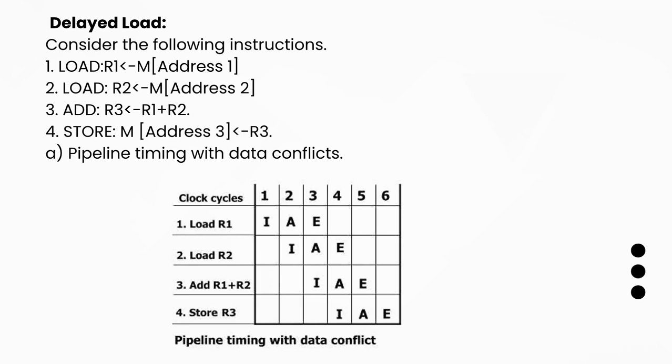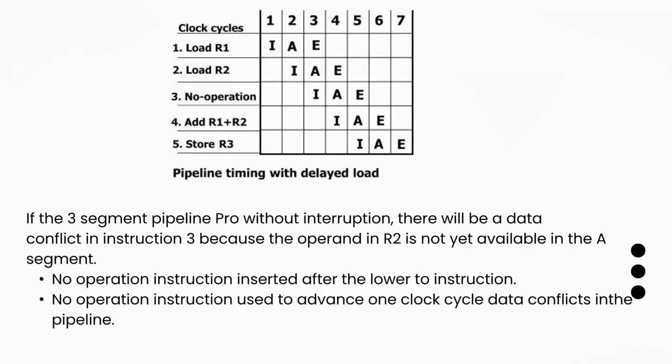What will happen here? Adding R1 plus R2 means that before the load of R2 completes, we have to add R1 plus R2, and it will create a data conflict. Creating a data conflict means we can't do the operations and store the instructions. So here we add a NOP operation after the load R2.